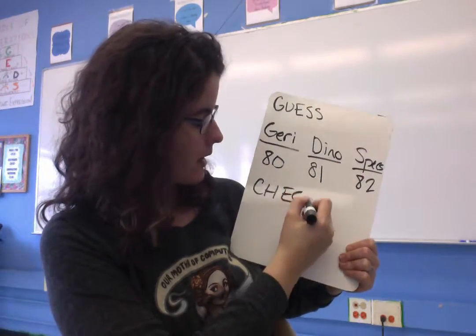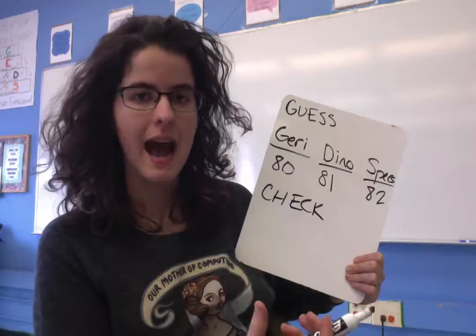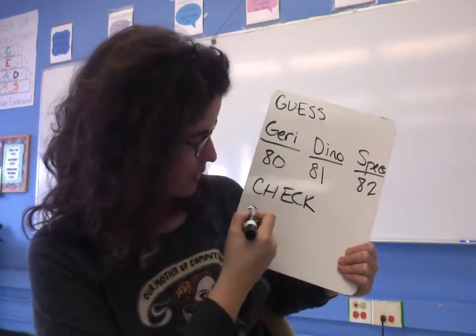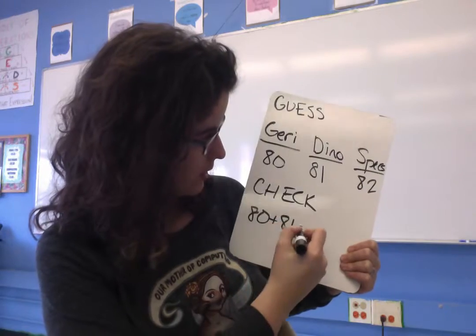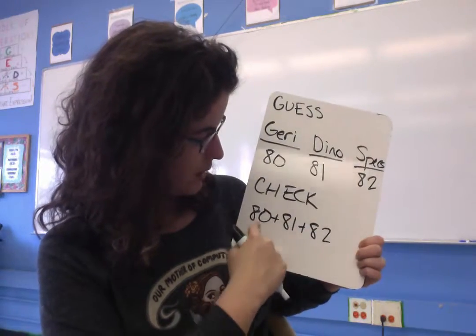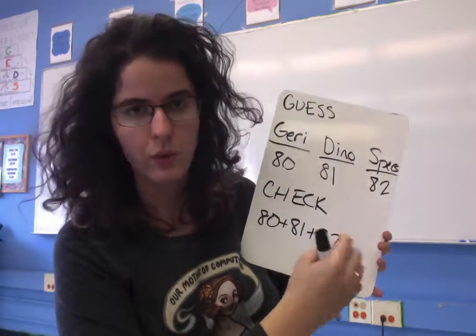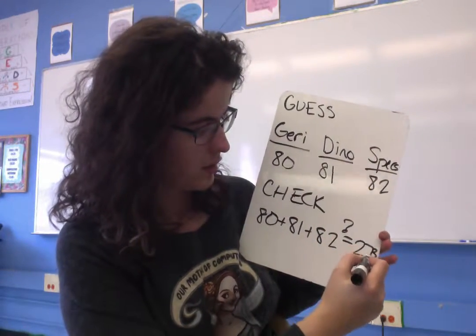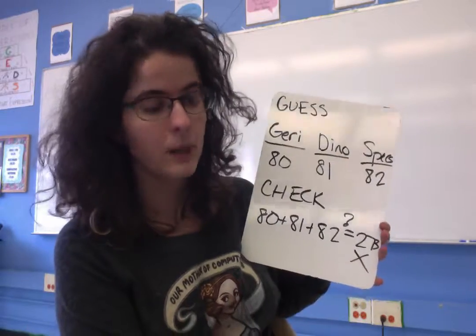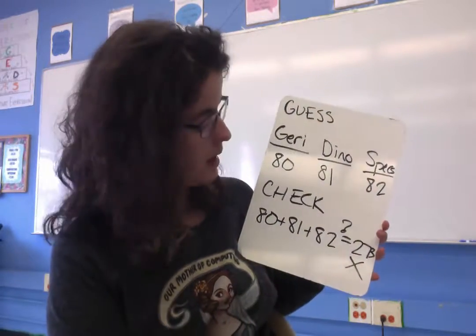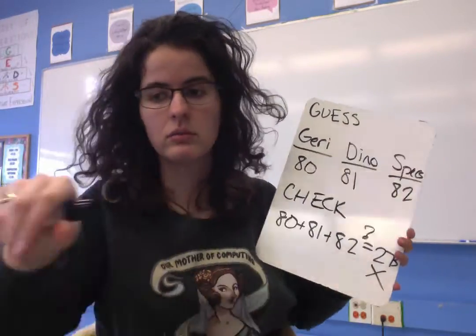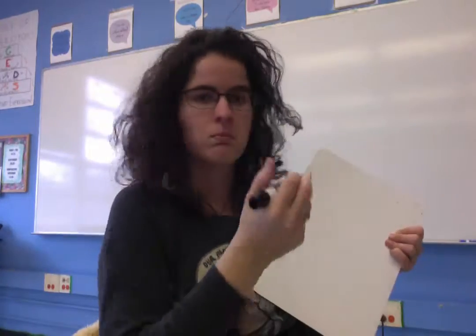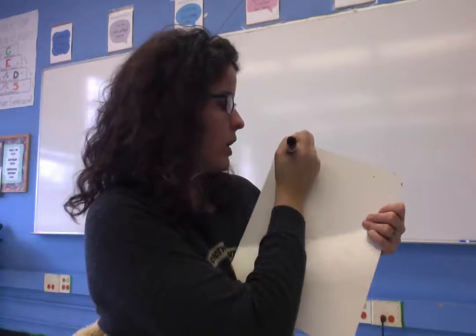So if I now check, since they have a combined age, I need to be adding, and I want to see if it's going to add up to 273. If I do 80 plus 81 plus 82, well, that's 240. Nope, that's 243. So is that equal to 273? No, it is not. But it gives me the tools for generalizing. Because I don't know Jerry's age. If I don't know his age, what could I put in? I could use any kind of variable, some unknown.